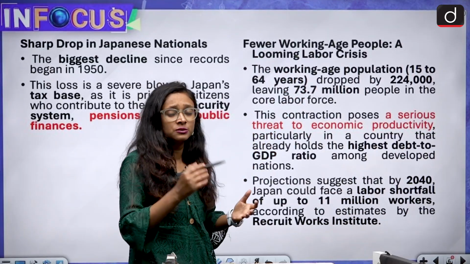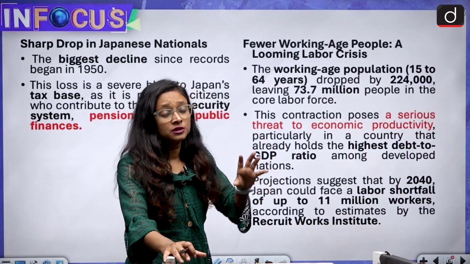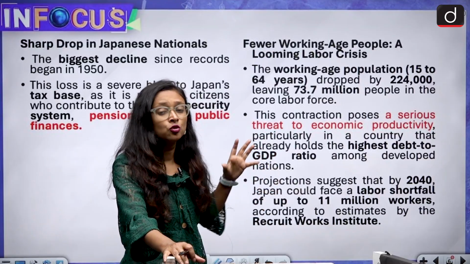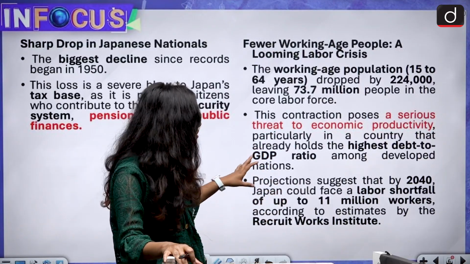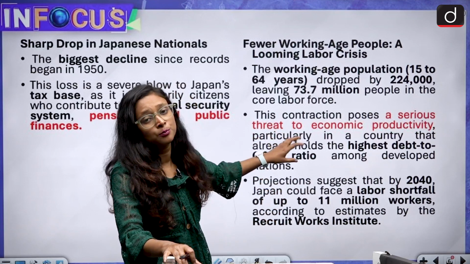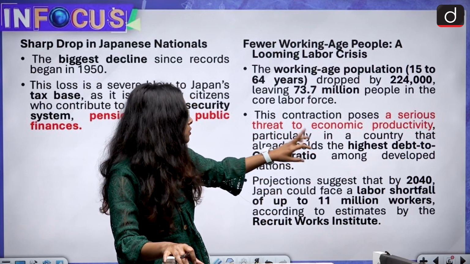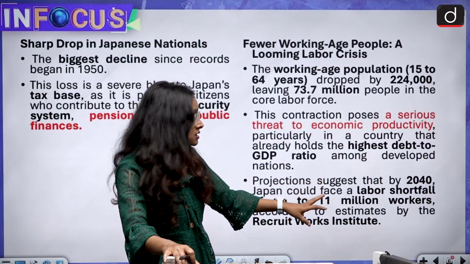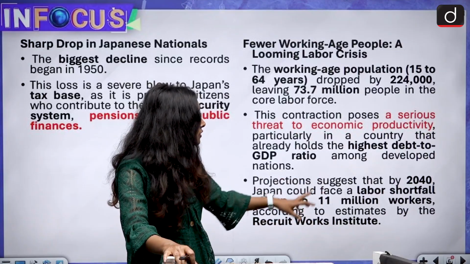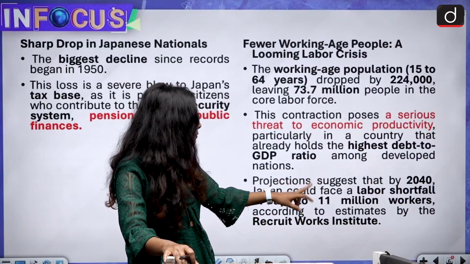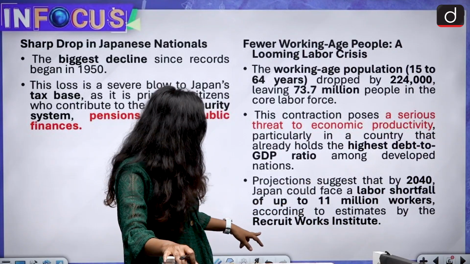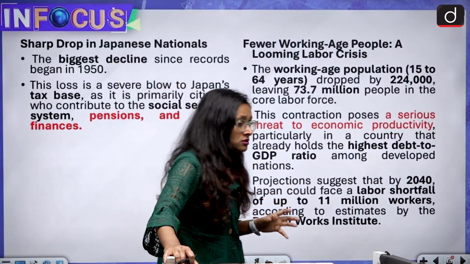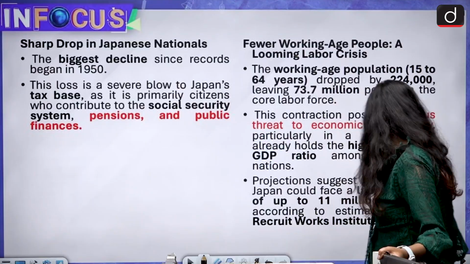Then we see fewer working-age people, a looming labor crisis, because we had already discussed the correlation. If new population does not come up, then there will be a shortage of young population. Then who will work for the aging population? This poses a serious threat to economic productivity, and that's why a projection suggests that by 2040 Japan could face a labor shortfall of up to 11 million workers, according to estimates by the Recruit Works Institute. So there will be a shortage of workforce, and in the future we are going to witness it more.